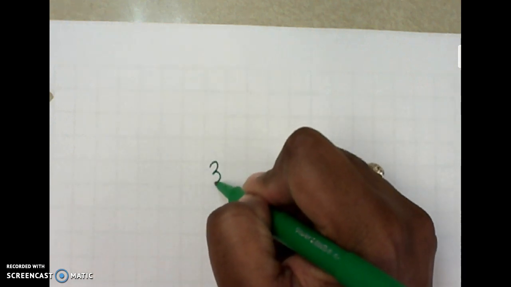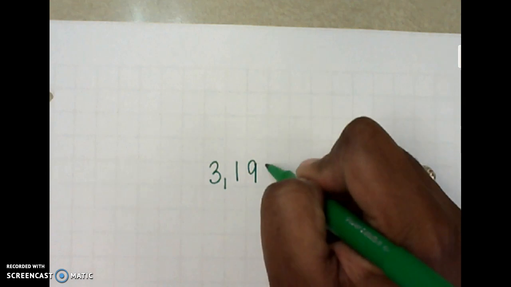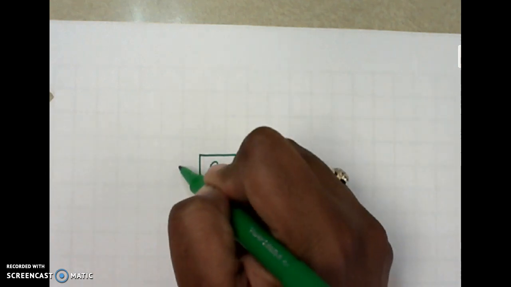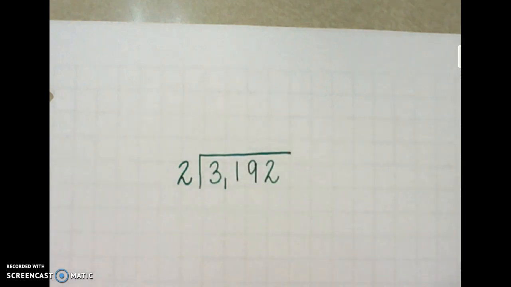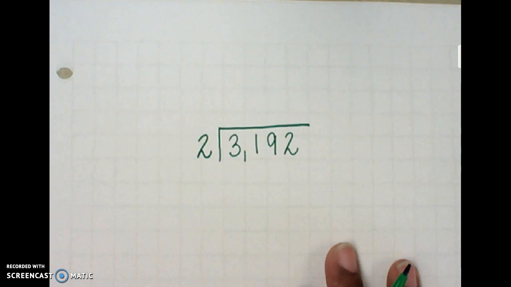Today we are going to divide 3,192 divided by 2. 3,192 divided by 2. And we're going to use our lovely acronym.